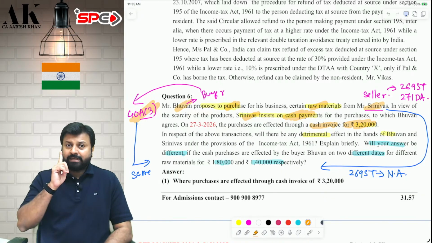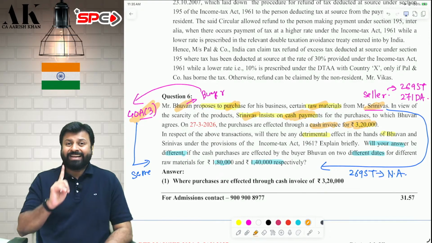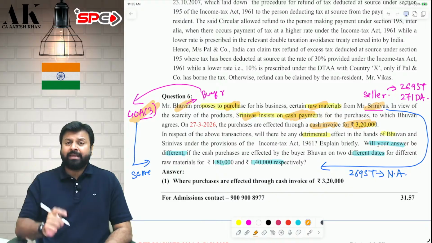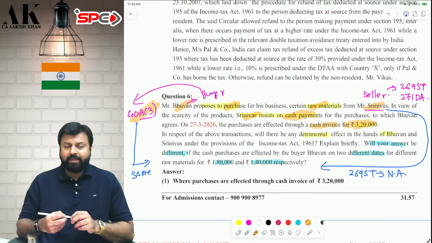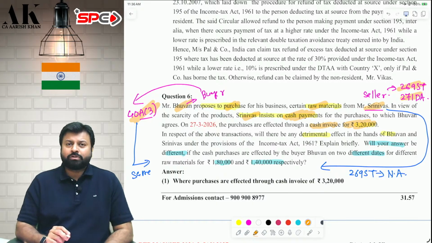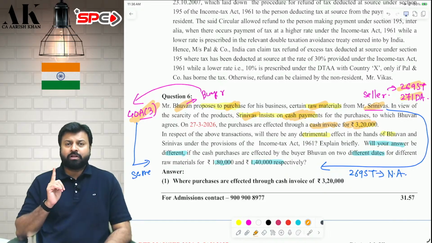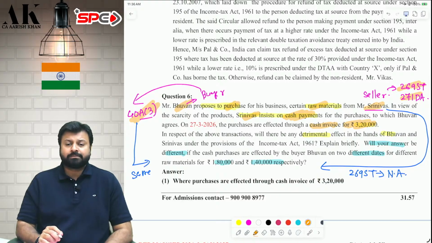What about seller? Seller also cannot receive 2 lakh or more in cash in one entire day, or with respect to one invoice in multiple days. Seller also cannot do that. If seller does that, seller will be liable under 269ST and the penalty will be imposed under 271DA. 269ST will be attracted and penalty will be imposed under 271DA. The assessing officer will impose the penalty from 1st April 2025. Earlier, the Joint Commissioner used to impose. Now, all assessing officers can impose.